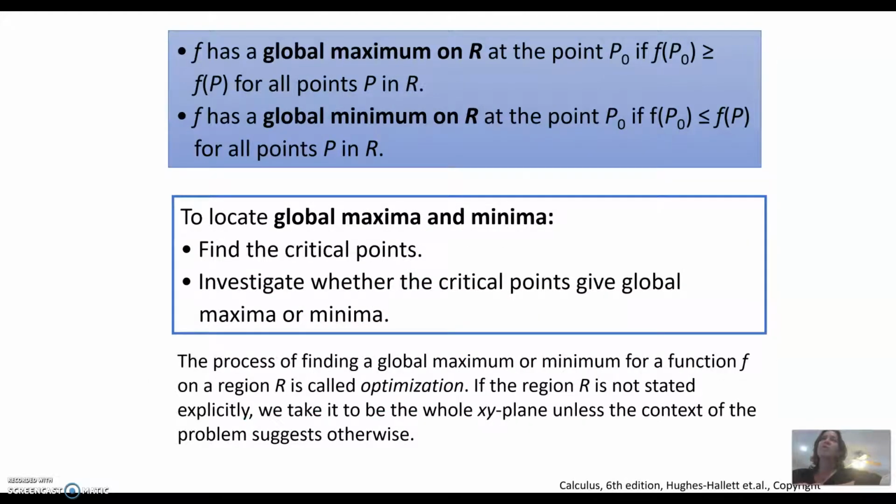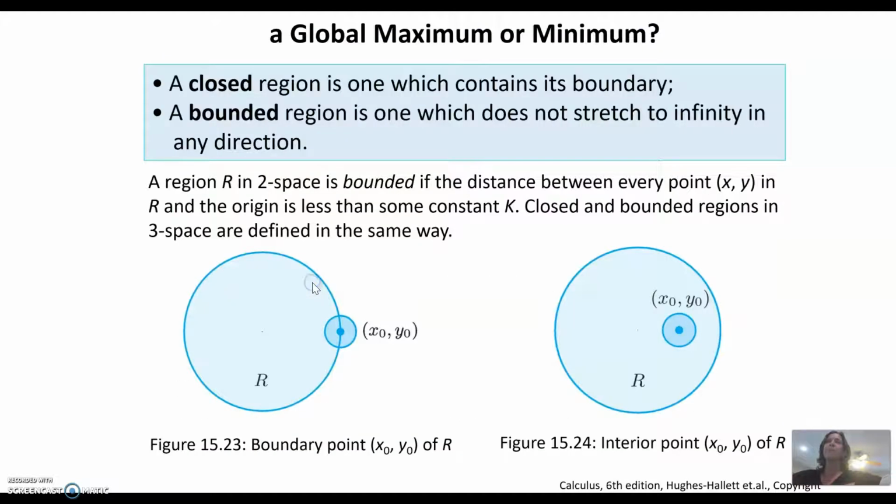So if the function has a global maximum on R, on that region, that means that function value is bigger than all other function values in the whole region. Global minimum would be that function value is smaller than all other values. Very similar to our extreme value theorem in Calc 1. So a global maximum or minimum could be at critical points, just like in Calc 1, and we would have to investigate if they give us a global maximum or global minimum.